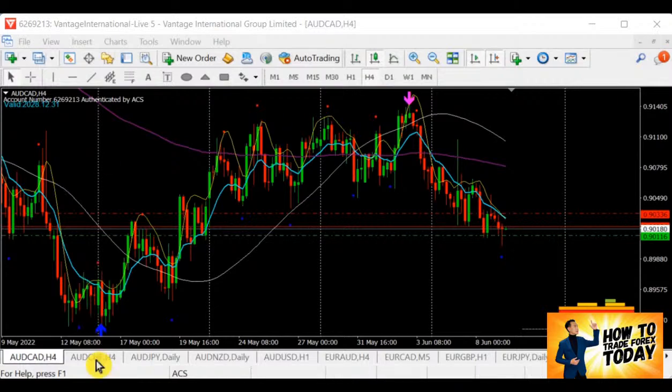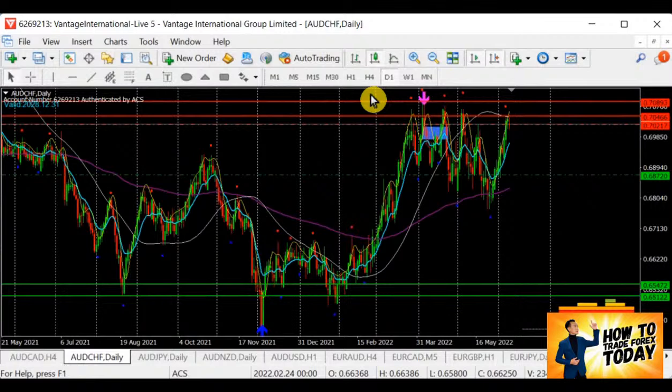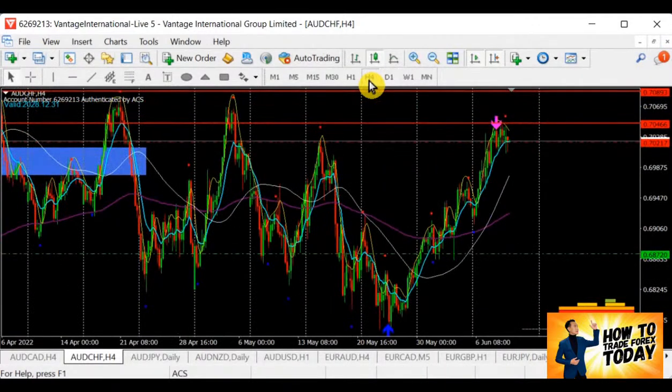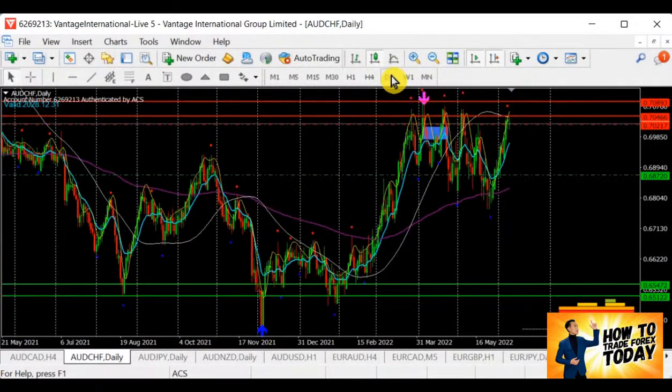All right, Aussie franc. Let's take a look at Aussie franc. Right now it's still retesting on the bear zone. Today it looks like we are having a slight selling, but not strong enough, so I'm not going to take note of this. Just hang on for a little while, maybe tomorrow. I'm going to skip this.